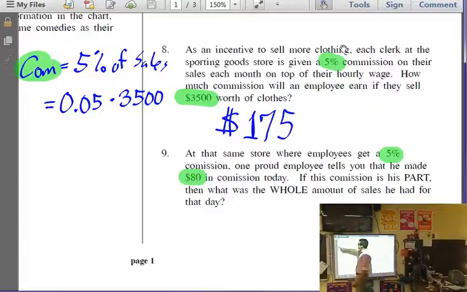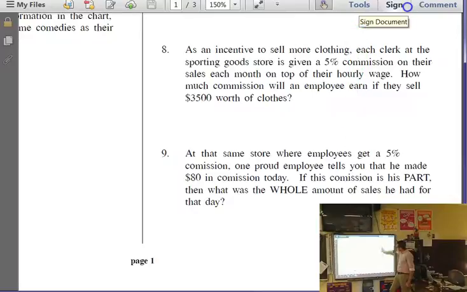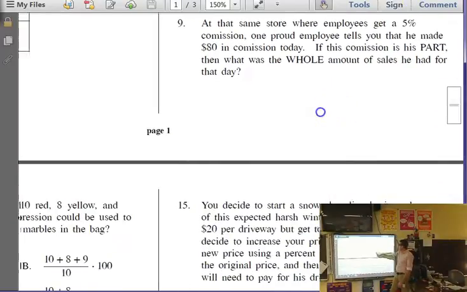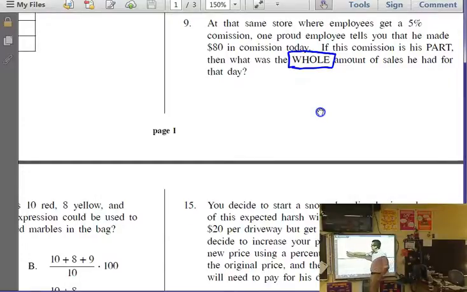So in number 8, you had to solve commission. Number 9, you're given the commission. So we're actually going to use the same formula, but a slight variation on it. Scroll this up to make sure that you can see that if you're watching the video. So we know the commission and we're looking for the whole amount. I know that my percent equation is part equals percent times whole.